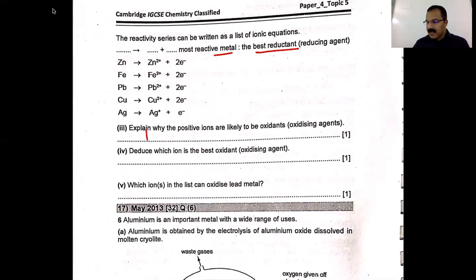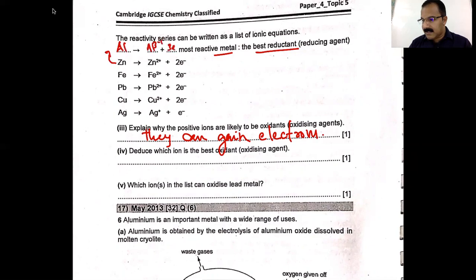Positive ions can gain electrons. If the substances can gain electrons, it means they can undergo reduction. So they are good oxidizing agents. If they can gain electrons from something else, so they are good oxidant. Deduce which ion is the best oxidant. You know, even here, some metal which is more reactive than this, maybe aluminum gives aluminum 3 plus and 3 electrons. This is how we complete it.